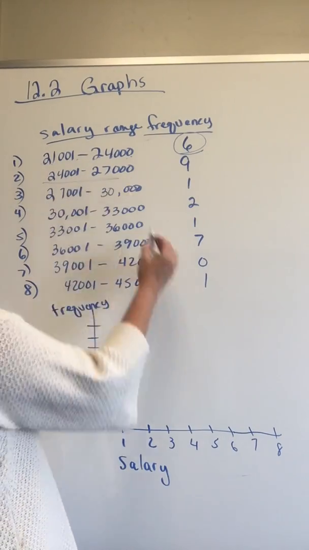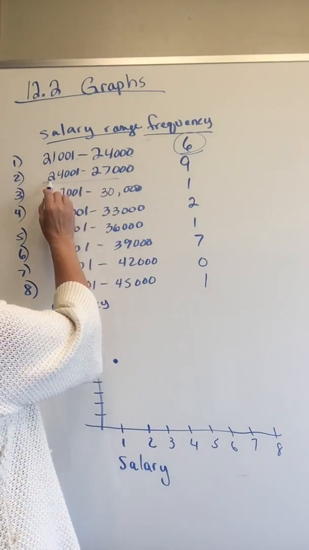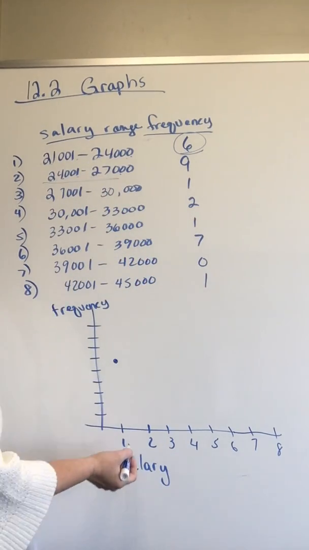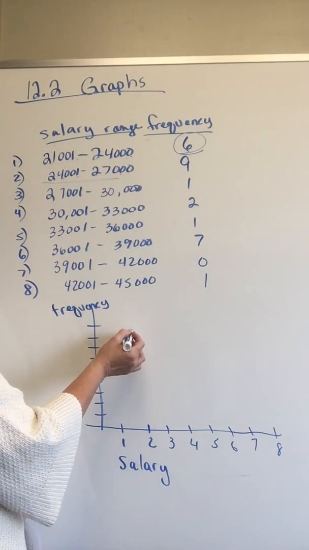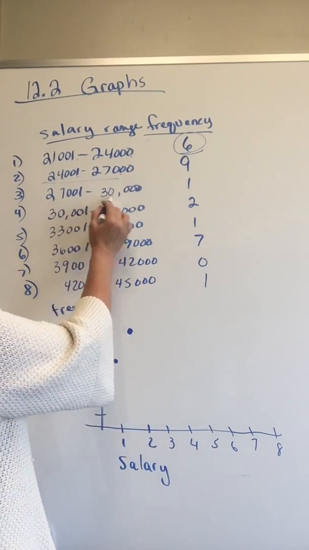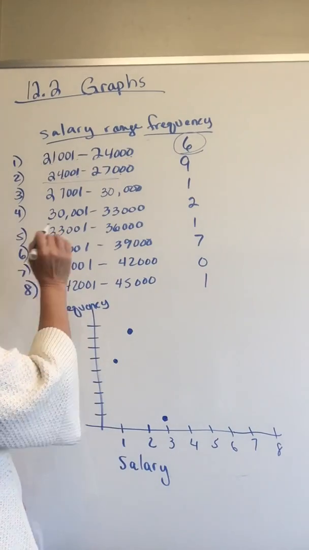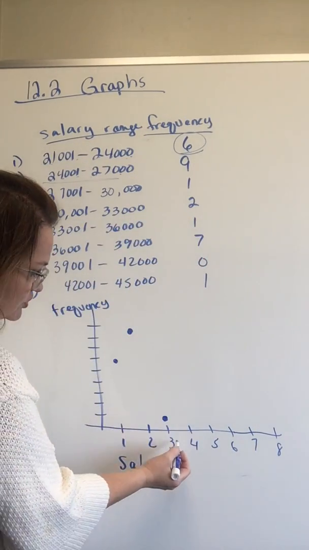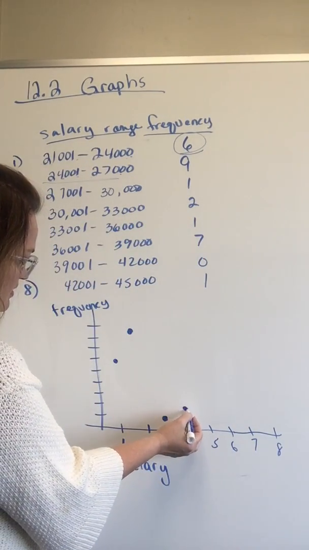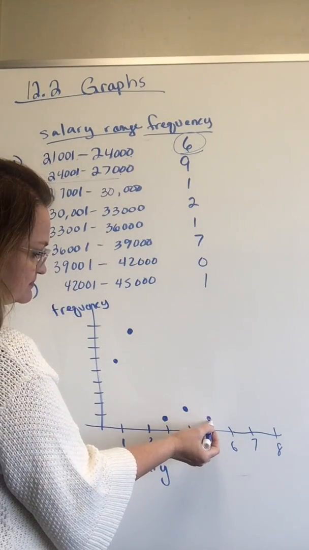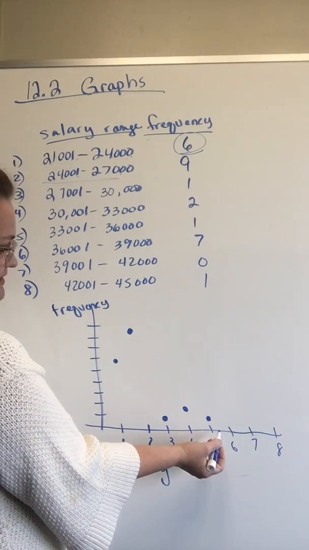Then for the next category, category number 2, salary between $24,001 and $27,000, I'm going to go up to 9. So over 2 is up 9. Category number 3 was a 1. That wasn't a very common answer. And category 4 was 2 in this data. Category 5 was back down to 1. Category 6 is at 7.